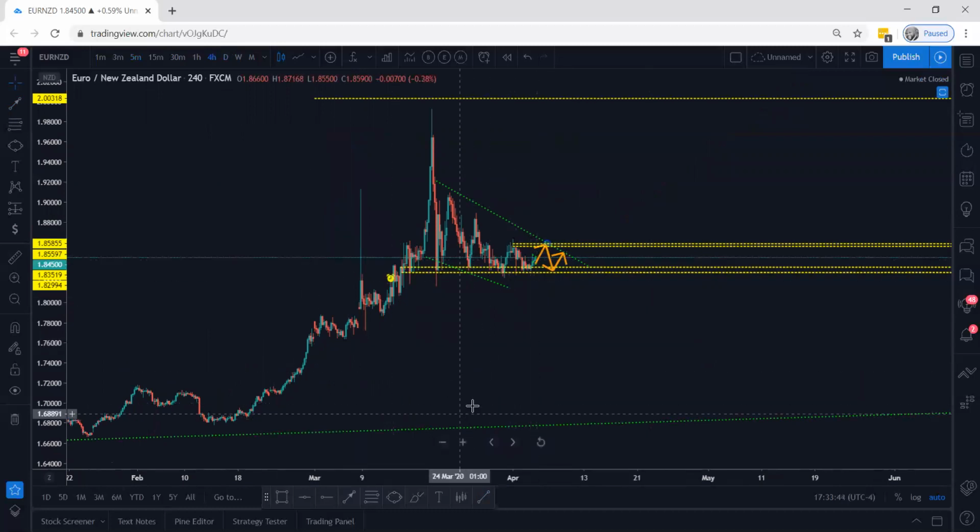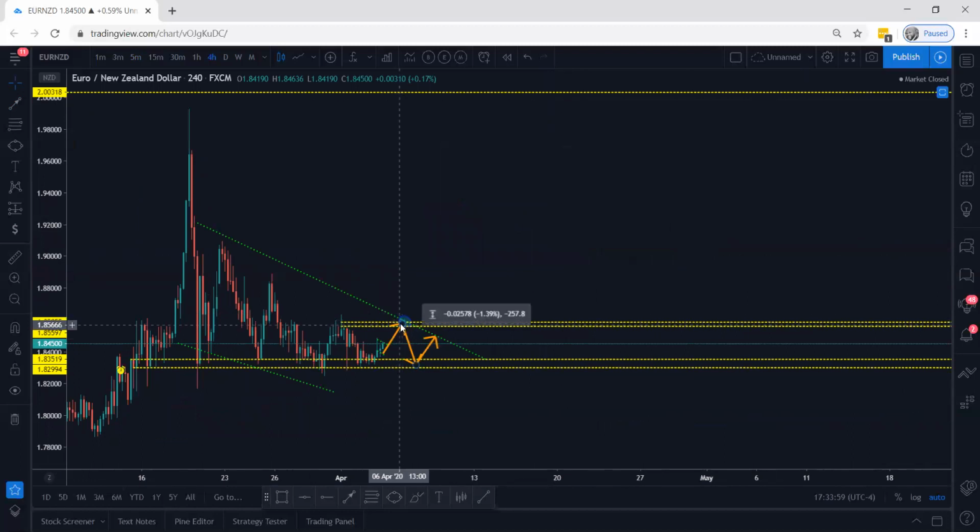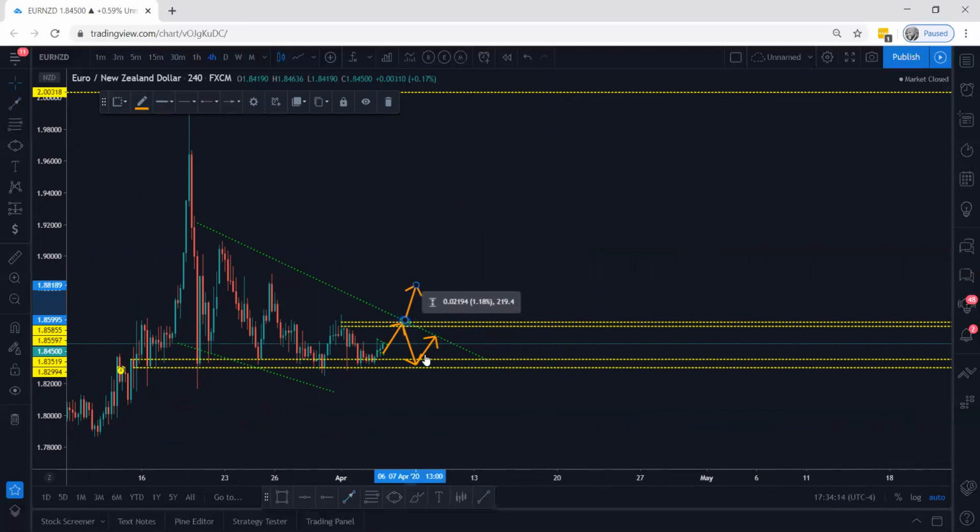So overall on EN, I am looking for price to pull up into this area, possibly push back down, but I want to watch in this zone right here. If I get an ascending channel here on the lower time frames, I know it's going to push back down. If I get an aggressive impulse, then I'm going to wait for it to break out. I'll wait for that breakout to happen.